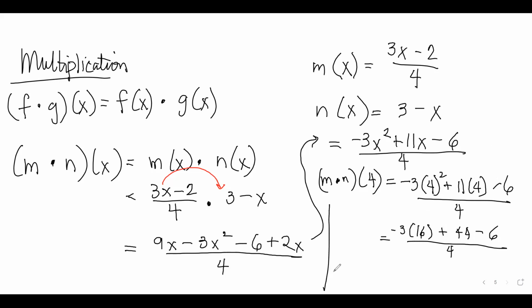Hala, tinakasya. Ito na lang. So, negative 3 times 16 is ilan? 48. Tama? Negative 48 plus 44, negative 4, minus 6. So, that is negative 10. O, mag-calculate na lang kayo. Pwede naman. Over 4. Sa lowest term, so negative 10 over 4, that would be negative 5 over 2. So, the value of m times n of 4 is negative 5 over 2.